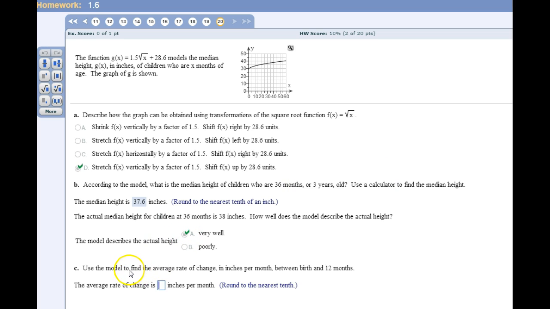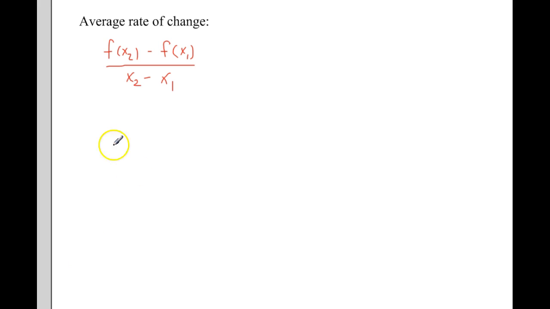Use the model to find the average rate of change in inches per month between birth and 12 months. If we use 0 for X, that's birth, and if we use 12 for X, that's 12 months. The average rate of change can be found using the average rate of change formula. f of x2 minus f of x1, those are y values, outputs of some function, divided by x2 minus x1, those are inputs of some function.